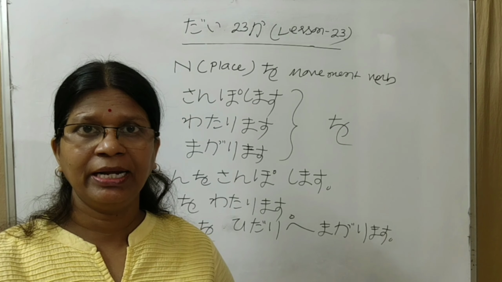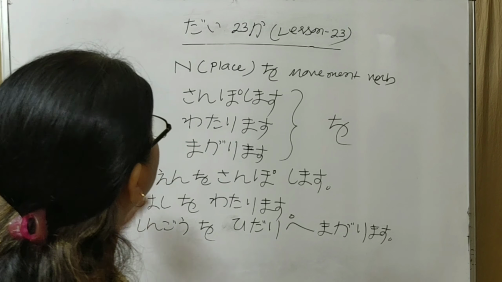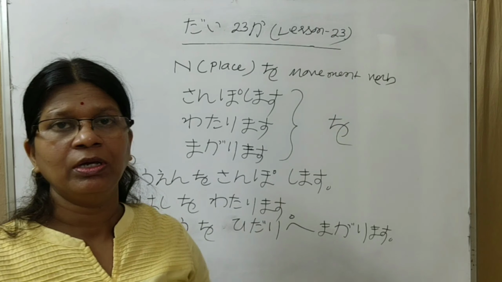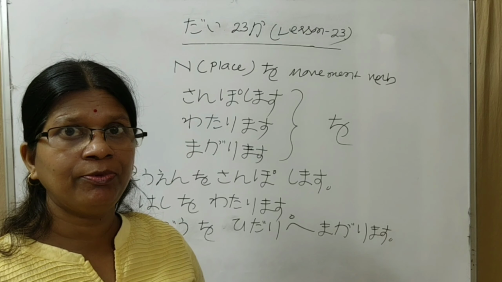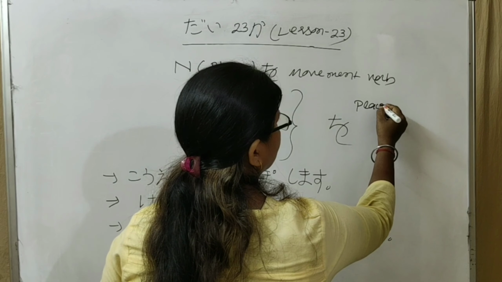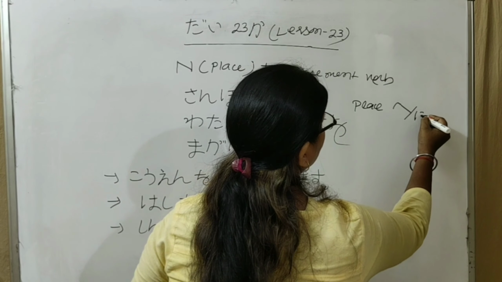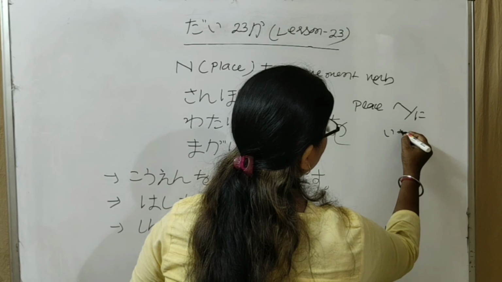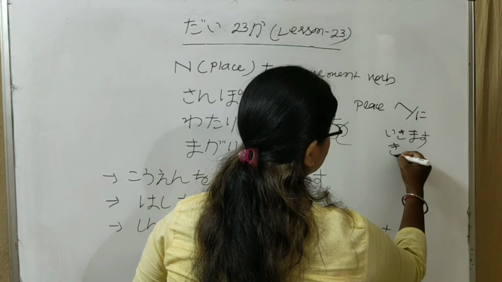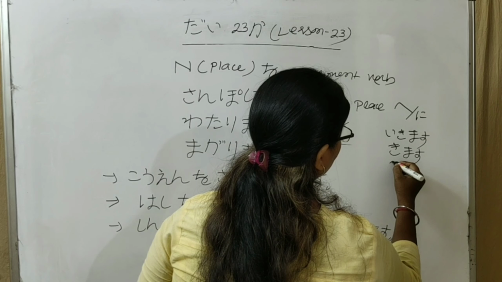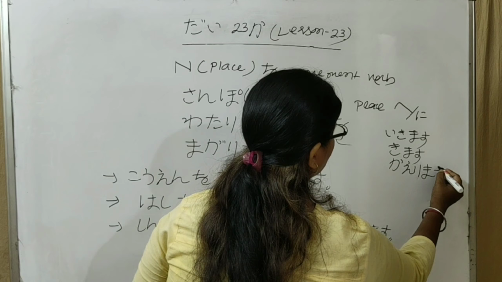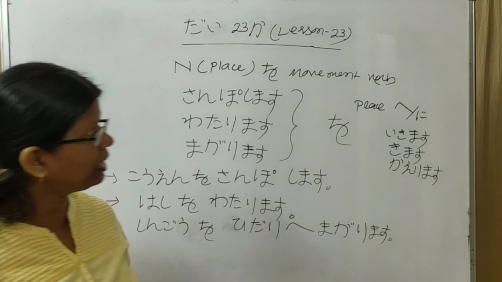Let's learn next grammar. Look at here. Noun place o movement verb. In our previous lesson we know place takes e particle or ni particle if ikimasu, kimasu and kaerimasu will come. Okay?